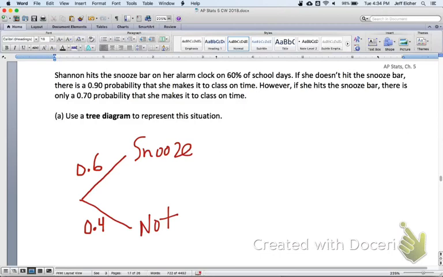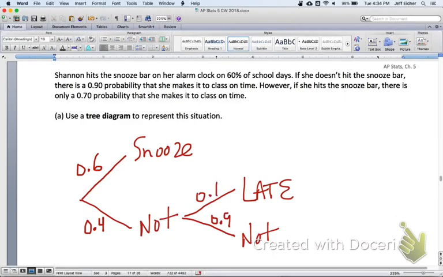And tree diagrams are helpful when we have things that are chronological, like she has to hit the snooze bar chronologically first before she makes it to school. Like you have to get up before you make it to school. You have to get out of bed. So we have if she doesn't hit the snooze bar, so that's down here. If she doesn't hit the snooze bar, she's either late or not. And there's a 90% chance that she makes it to class on time, so that would be not being late. And then the complement of that is 0.1.